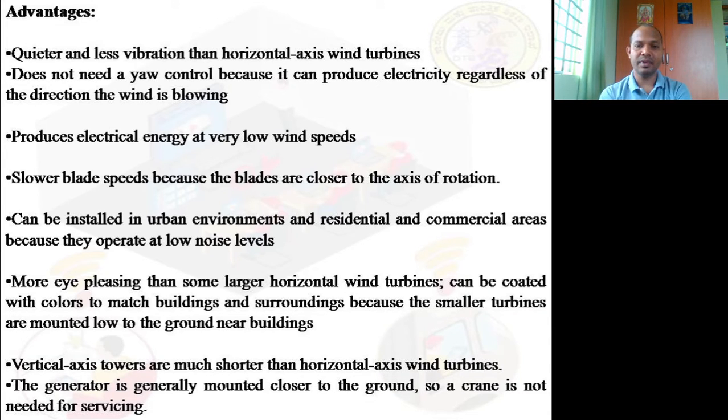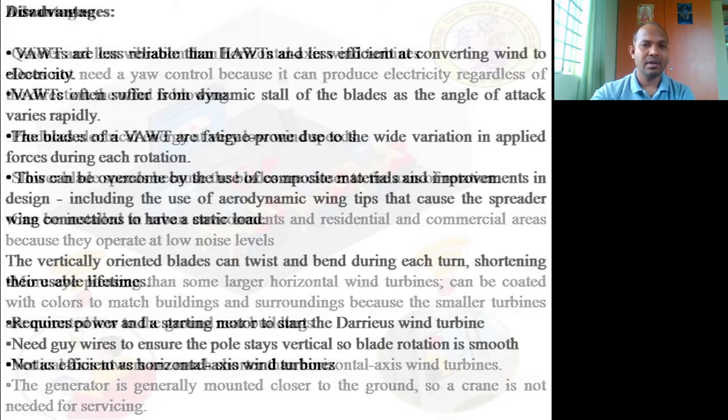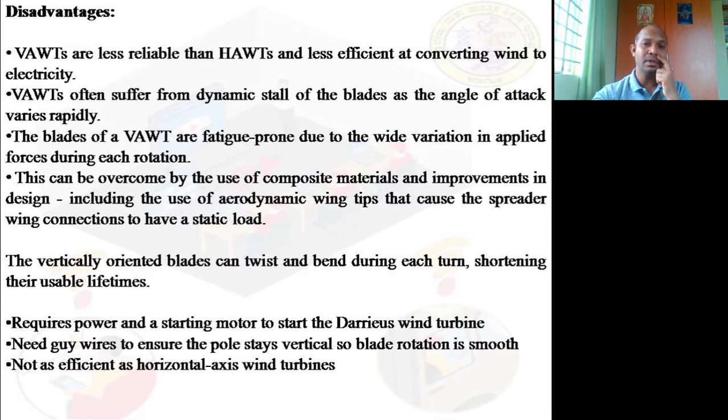since it is closer to the ground, when it comes to the assembly, when we want to assemble the system and place the tower and the blades and all those things, a crane and a lot of complicated actions need to be taken in order to assemble the horizontal axis wind turbines, whereas here it is not much compared to that.